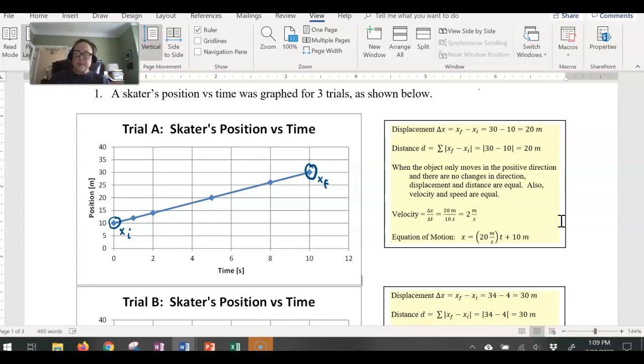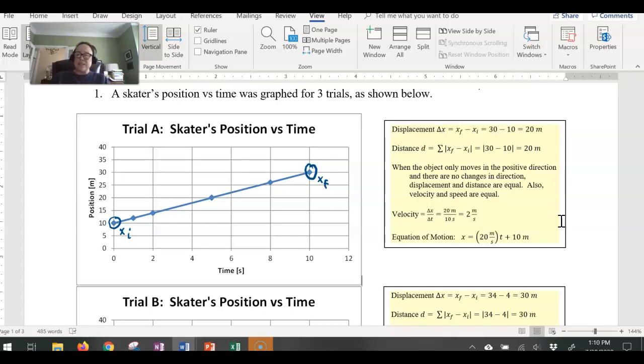Now I could find the distance here. There was only one part to this trip because there was never any change in direction, and so the distance is just the absolute value of the displacement, which was already positive. So the distance is also 20 meters in this case. When an object only moves in the positive direction and there are no changes in direction, then displacement and distance will be the same. And since displacement and distance are the same, it's going to be the case here that velocity and speed for this trial will also be the same.